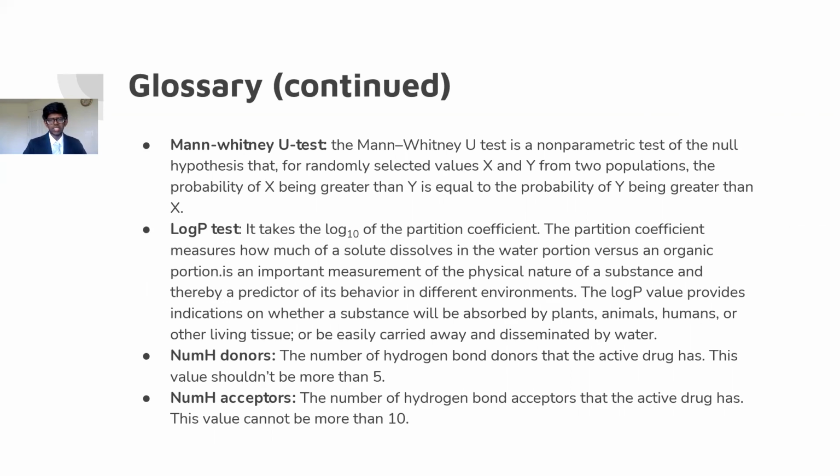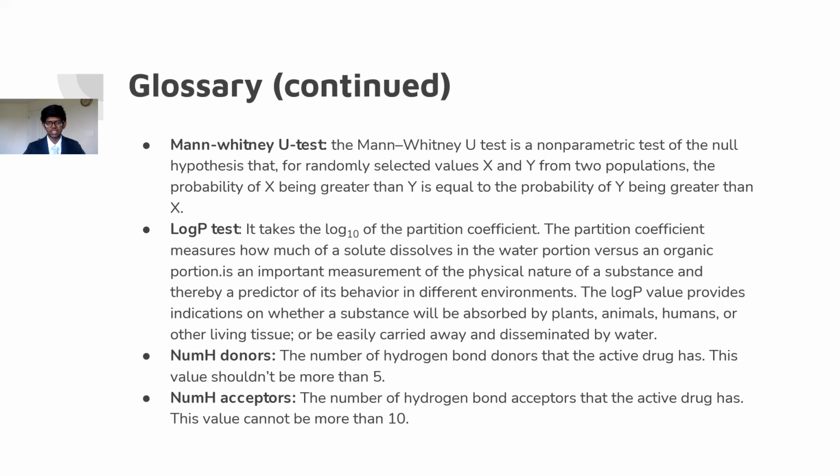Now, the Mann-Whitney U test is a non-parametric test of the null hypothesis that for randomly selected values of x and y from two populations, the probability of x being greater than y is equal to the probability of y being greater than x. Essentially, it's a statistical test to measure how statistically significant the results are. The log P test, number of hydrogen donors test, and acceptors test are all Mann-Whitney U tests that measure statistical significance between the active and inactive classes.